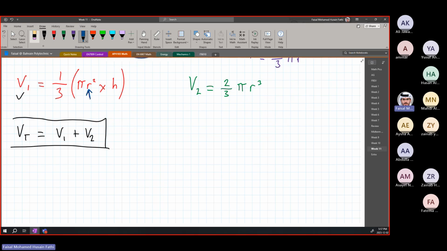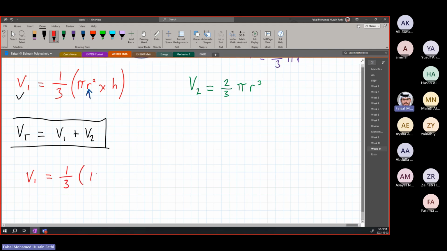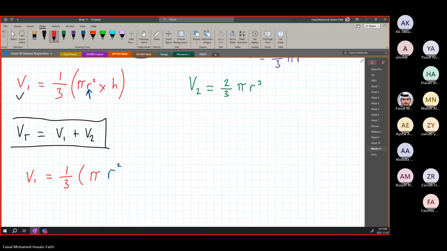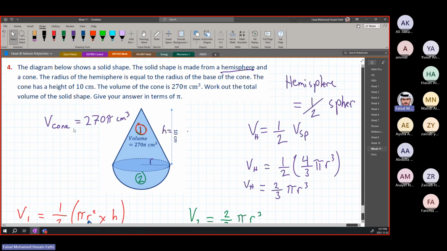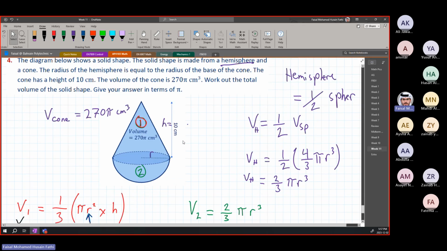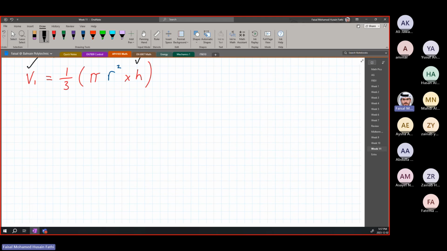So if we rewrite equation 1, V1 is equal to 1 over 3 pi R squared times H. We have the value of this. We know what pi is. We don't even need to touch it. We have the value of height, right? We know the volume V of the cone is 270 pi, and the height is equal to 10 centimeters. Let's plug in those values.